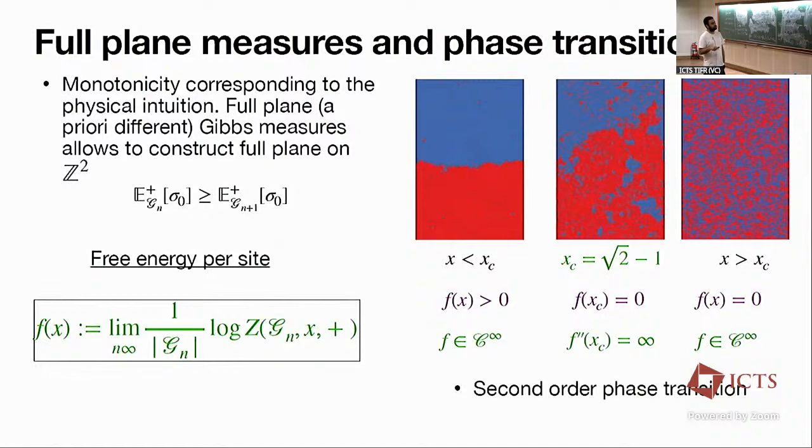One of the first important quantities, and one of the key points to look at, was something called the free energy. You take the log of the partition function and divide it by the number of vertices in your box. This is a function of x, the original x parameter. This function is C infinity except at the critical point, where it has a second order phase transition: the first derivative is well defined, but the second derivative blows up logarithmically.